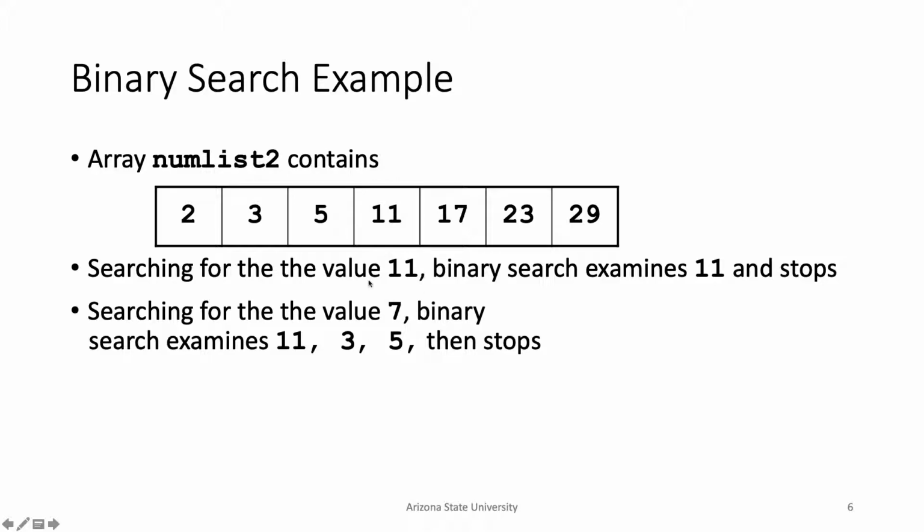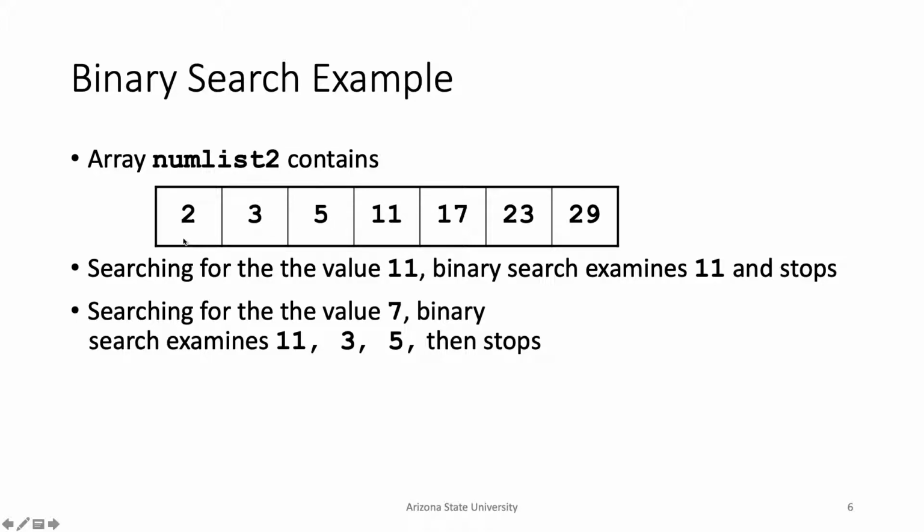So let's just say we're searching for 11. Did we find it at the index we're looking at? Yeah, because it's equal to the thing we're searching for. If we're looking for 7 and we look at 11, is 7 less than 11? Yeah. So should I search the second half of the list? No, because it's sorted. So should I search 11 again? No, because it's not equal to the thing we looked at.